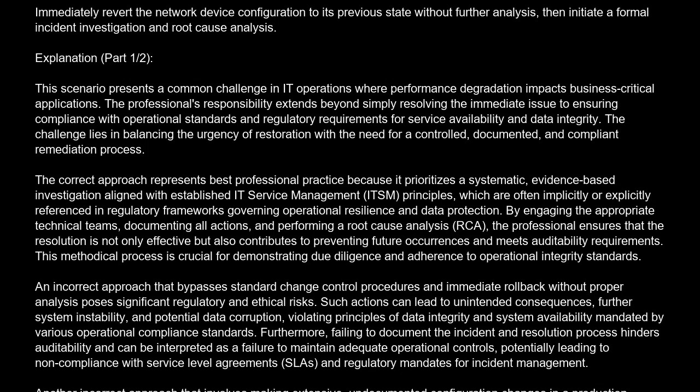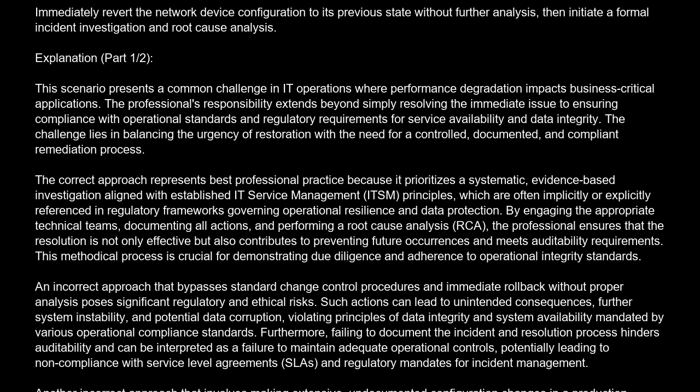The correct answer is C. Immediately revert the network device configuration to its previous state without further analysis, then initiate a formal incident investigation and root cause analysis. Explanation. This scenario presents a common challenge in IT operations where performance degradation impacts business-critical applications. The professional's responsibility extends beyond simply resolving the immediate issue to ensuring compliance with operational standards and regulatory requirements for service availability and data integrity.